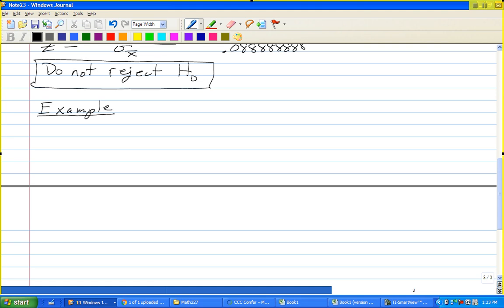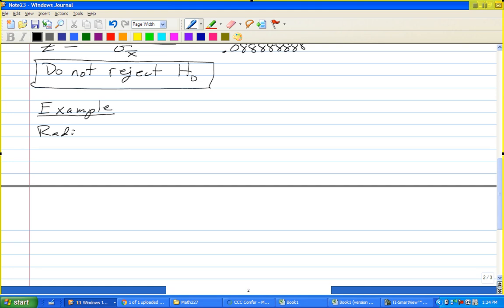So I have here radiation emissions. Listed below are the measured radiation emissions, in watts per kilogram, corresponding to a sample.